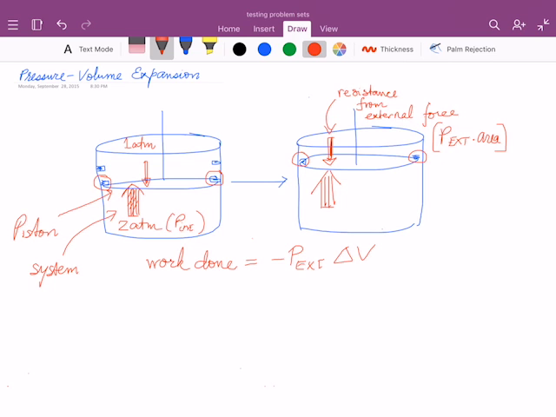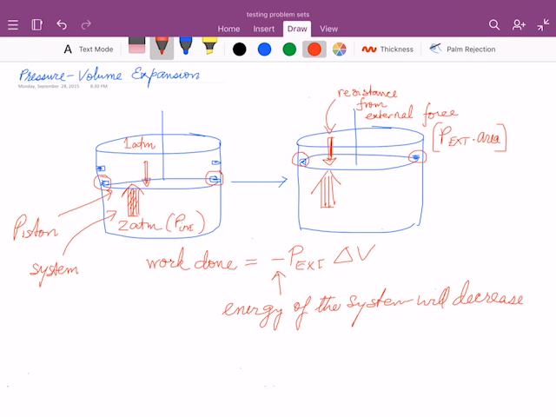And so we will calculate the work done as minus P external delta V. The delta V term is the change in volume, and it comes from multiplying the distance moved by the cross-section of the piston. The negative sign here means that the energy of the system will decrease by the amount of work done. That's our convention.